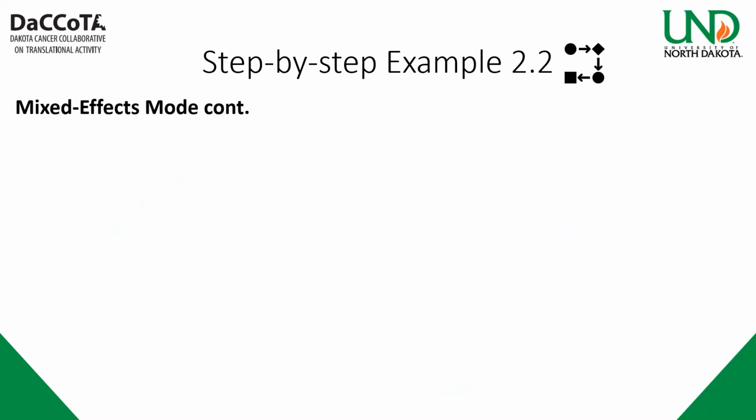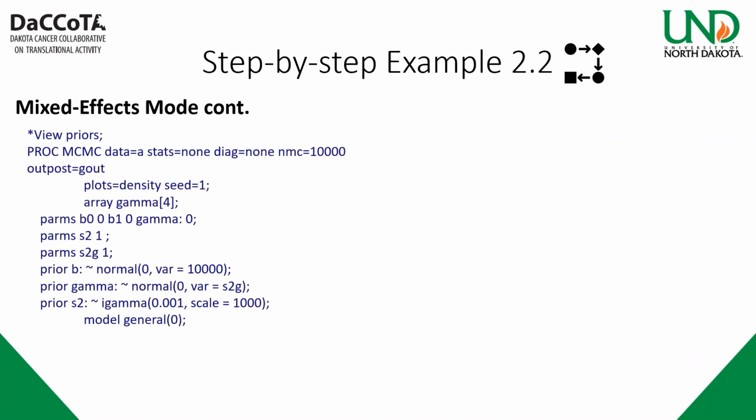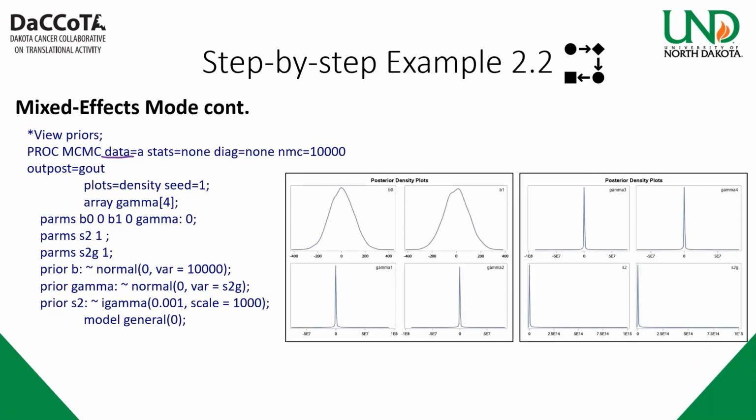So we want to view our priors again. We just use this empty data set, and we're going to set up here. And what's going to happen is we're going to have our typical B0 and B1 slope and intercept, but then we're going to have an array of gammas, which are going to be very sharp. 1, 2, 3, 4, and then our standard deviation, and then our standard deviation based on gender. And so these gammas are for each of the four families.